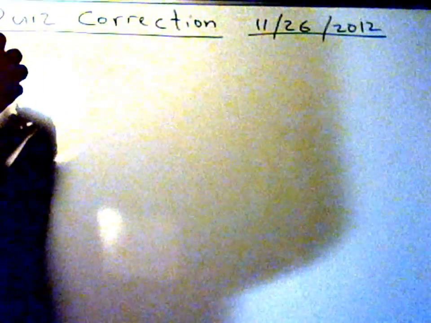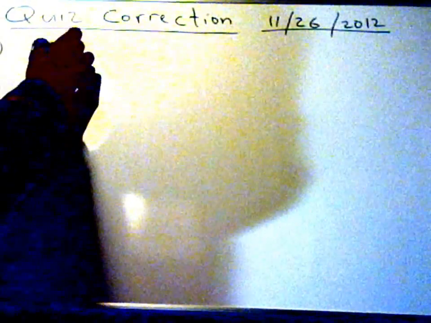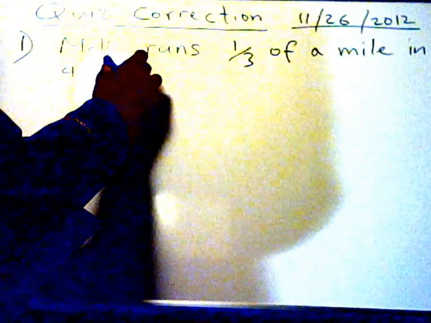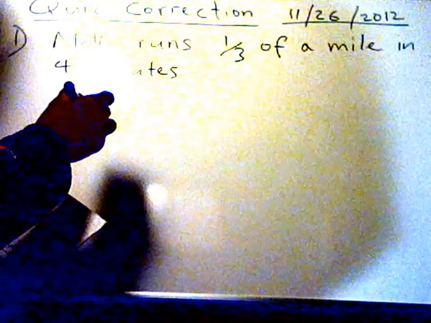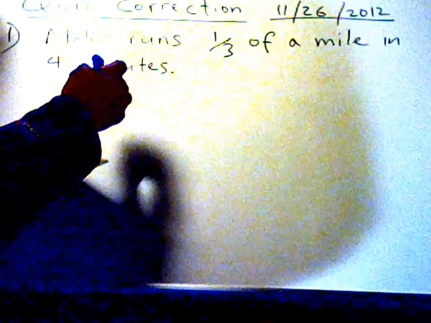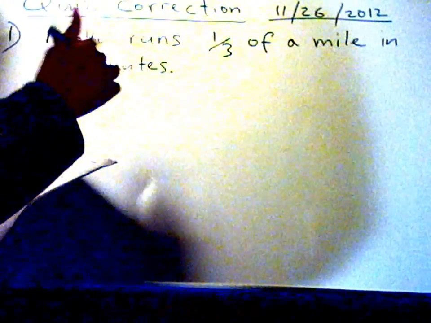So question number one says that Molly runs 1/3 of a mile in 4 minutes. And it asks you a few questions. So we're going to deal with the questions one at a time.